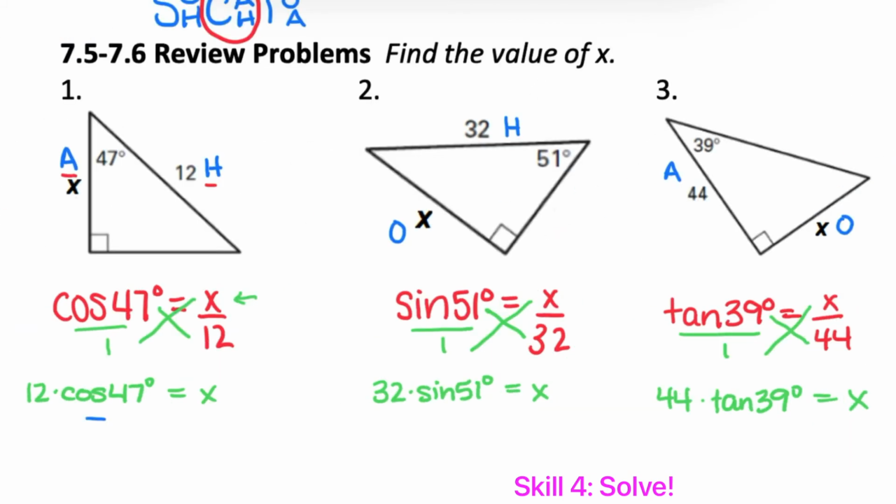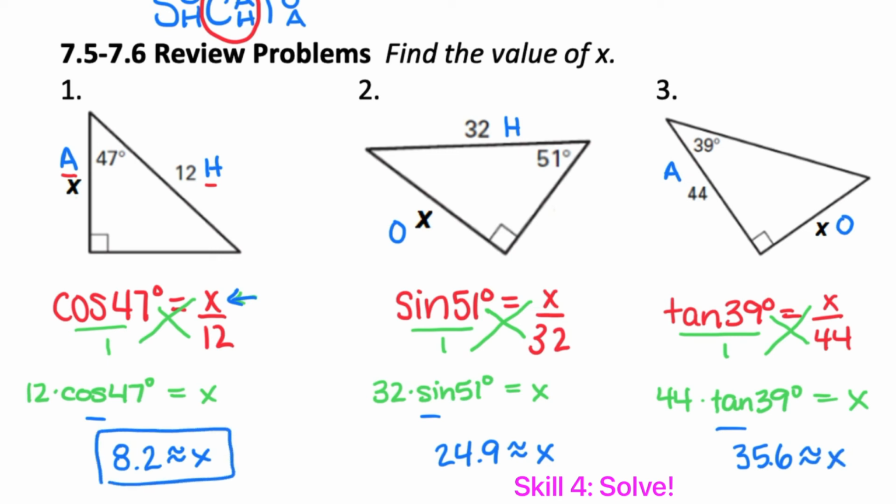On these first 3, we just have to type those in because the X was on the top. But like I said, that's sort of the easy scenario where you just type those in. Let's make sure our calculator is in the right mode. And if you're getting 8.2, 24.9, and 35.6, that means your calculator is set up just right. You should also be able to check those answers to see if they make sense on the picture. And to me, it looks like all of those make sense for the pictures that are drawn.